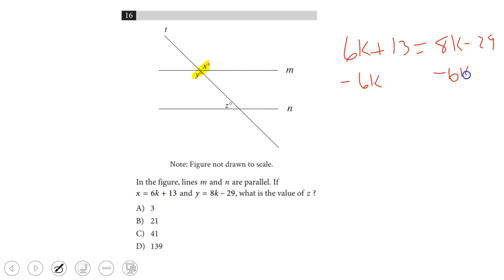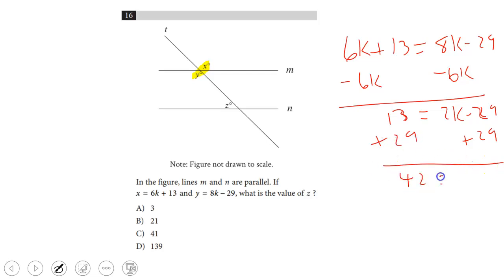Subtract 6k from both sides. You get 13 is equal to 2k minus 29. Then add 29 to both sides. Sorry, this pen's hard to write with. Add 29 to both sides, 42 equals 2k, which means k, when you divide, is equal to 21.